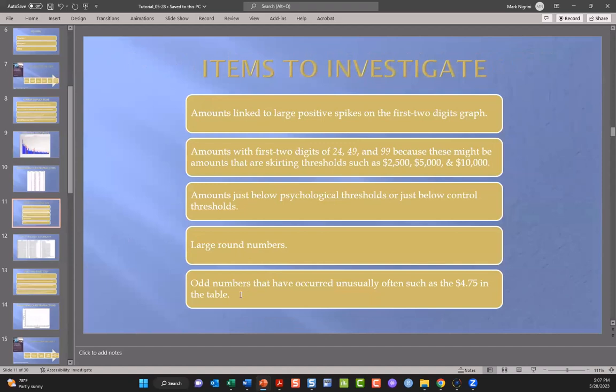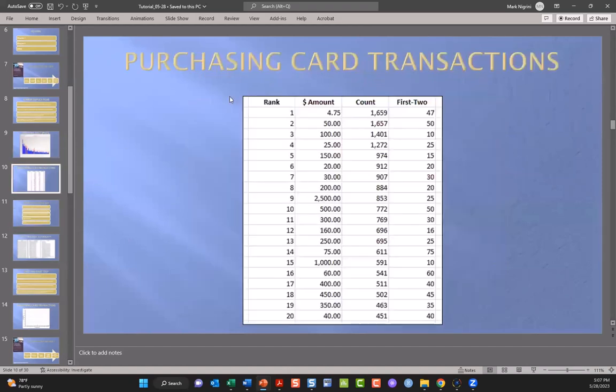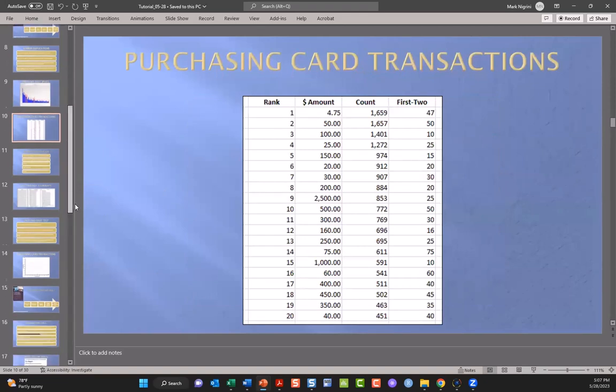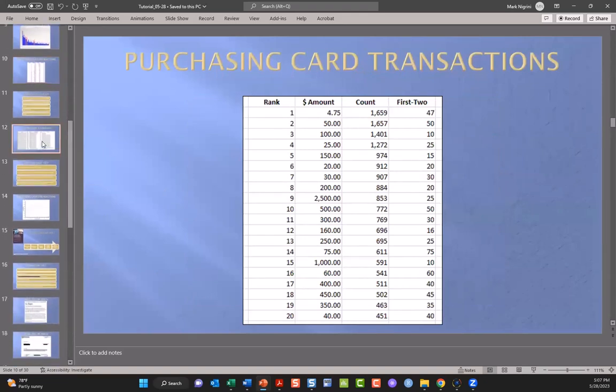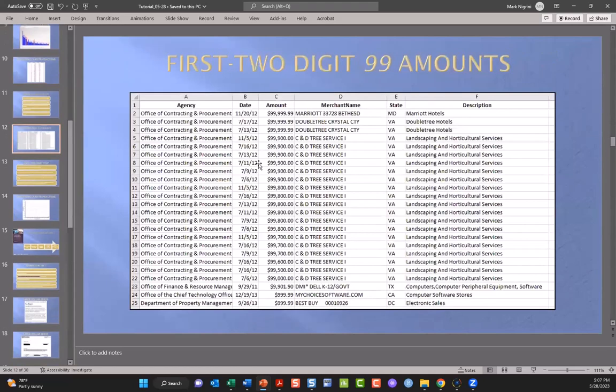And lastly, odd numbers. And fair comment, this 475 is what I call just a strange number to have occurred that many times. These are the 99s. I hauled out all the numbers beginning with 99. I sorted them from largest to smallest, and we have huge dollar amounts coming in just below 100,000, a lot of them for a tree service.